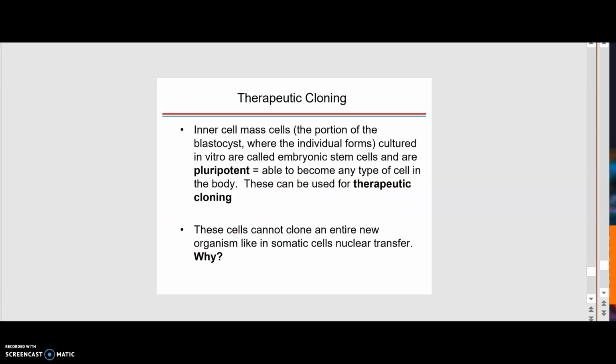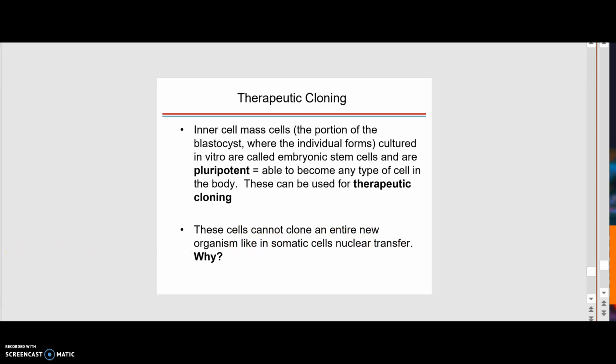Okay. Therapeutic cloning is you take some cells from the inner cell mass. Now remember, the inner cell mass has already done differentiation. That's where the person is going to come from. They are pluripotential. They cannot clone because they can't do the extra embryonic tissue that supports the development of the embryo. But you could make tissues from this. You could take some cells from an individual, do this technique here, and make tissues. These cells cannot clone an entire new organism.